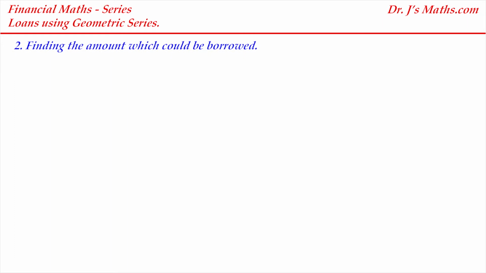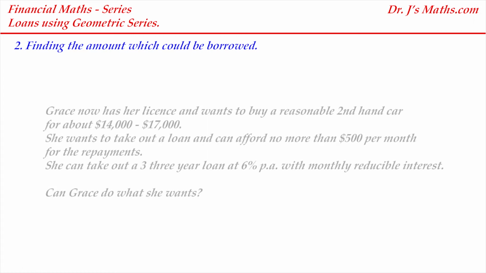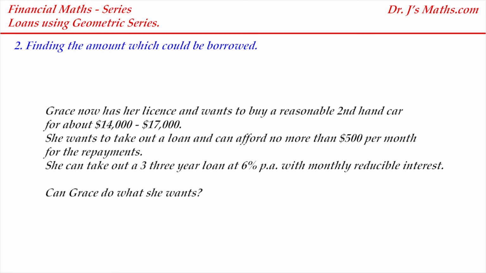The second kind of question is to find the amount which we might be able to borrow given our financial restrictions. And to show you how this can work, I'll tell you about my friend Grace, very good friend, and she now has her licence and she wants to buy a reasonable second-hand car for something like $14,000 to $17,000. She wants to take out a loan and can afford no more than $500 per month for the repayments. She can take out a 3-year loan with the bank at 6% per annum with monthly reducible interest. So can Grace do this purchase of the car as she wants?